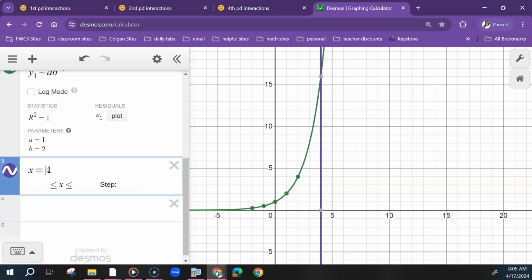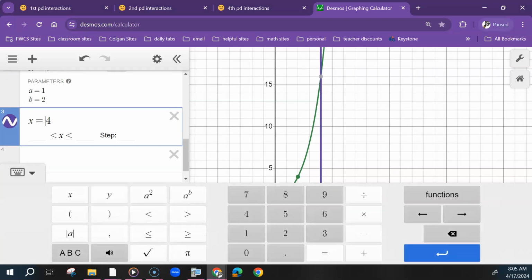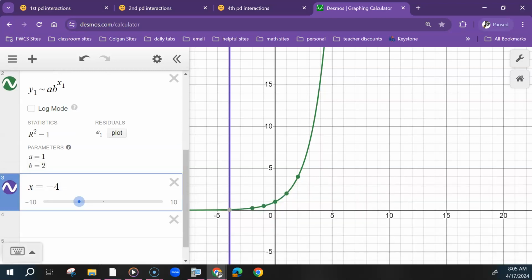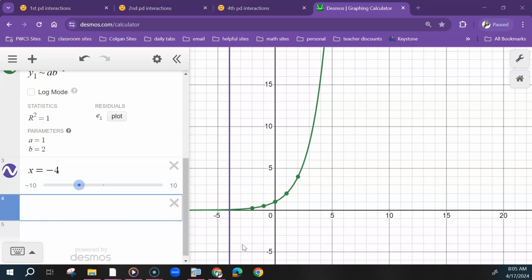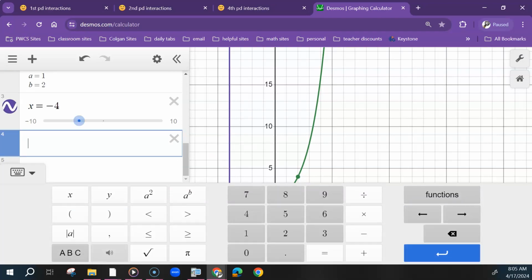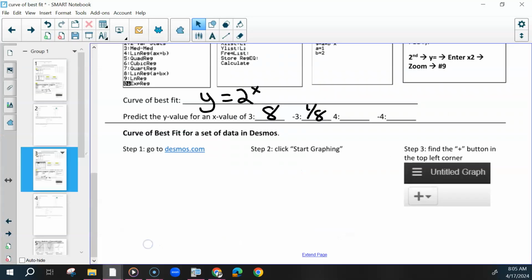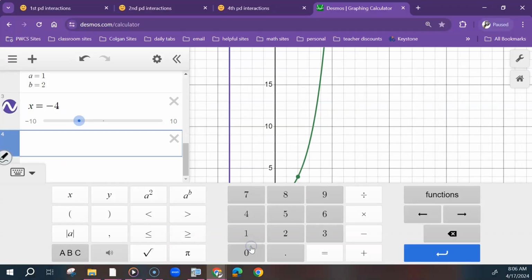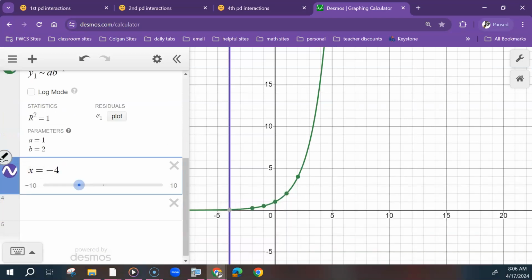And then I could also change that to negative 4. And whatever that is in this one. Or you could just leave it as this one. So 16 and 0.063.